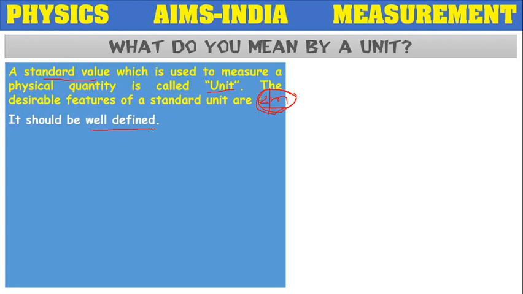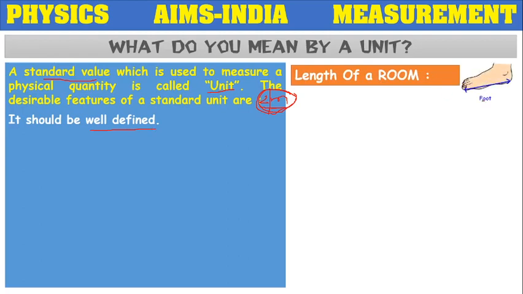in those features, the first one is it should be well defined. This is very, very important. It should be well defined. Suppose I want to measure the length of a room. In the room there are 2 persons. They want to measure the length of the room with their foot span. The first person measured the room, it is around 10 foot spans. The second person measured the room, it is around 12 foot spans.